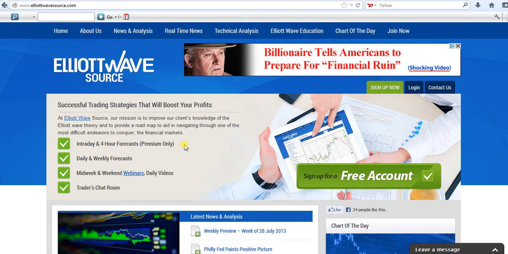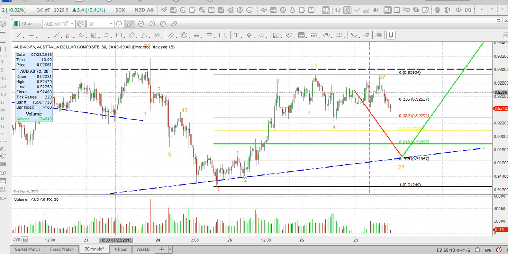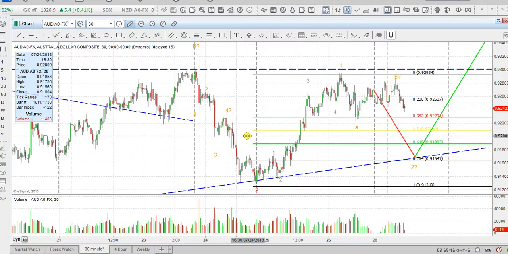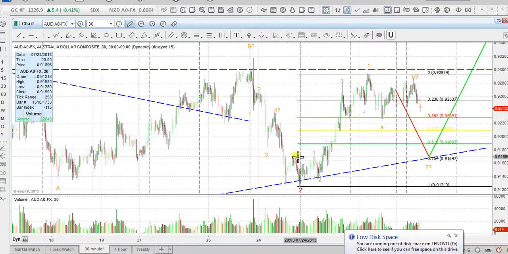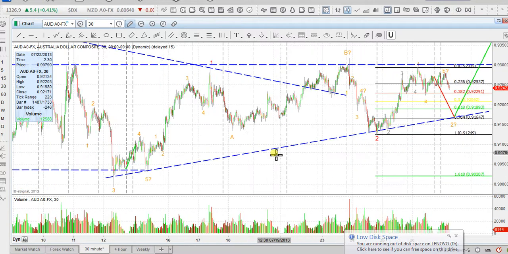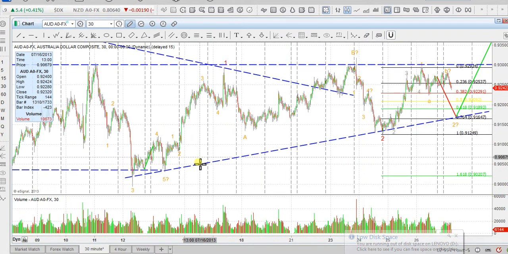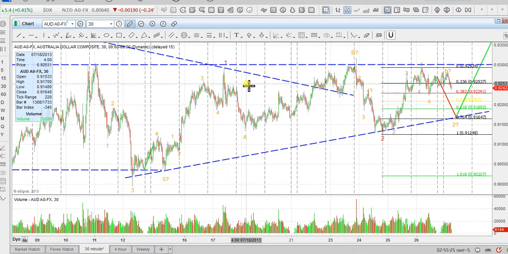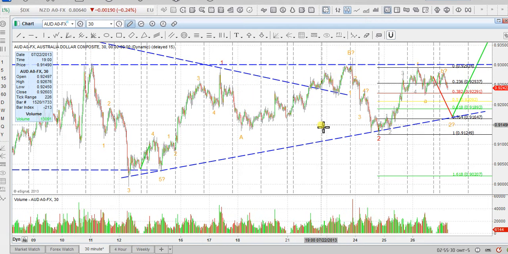Today is July 29th, 2013, and today I will cover three crosses, and that's the Aussie, the Kiwi, and the dollar CAD. So let's just start things off with the Aussie. Now, the Aussie is pretty interesting. We have been anticipating a reversal for some time now, and it appears as if we are finally getting that.